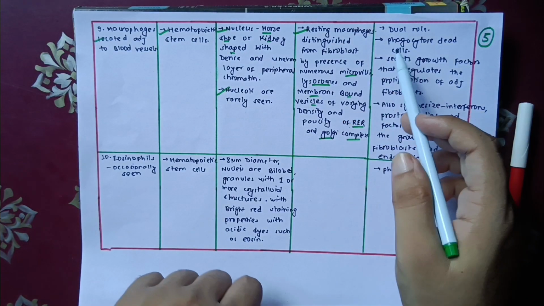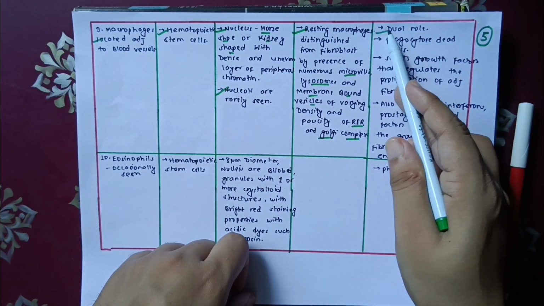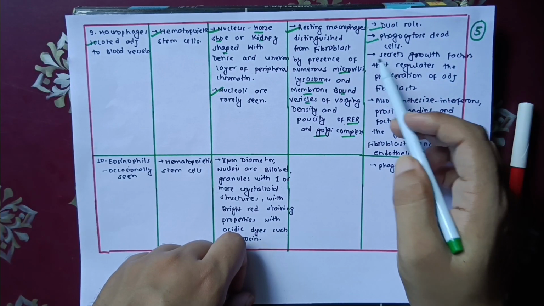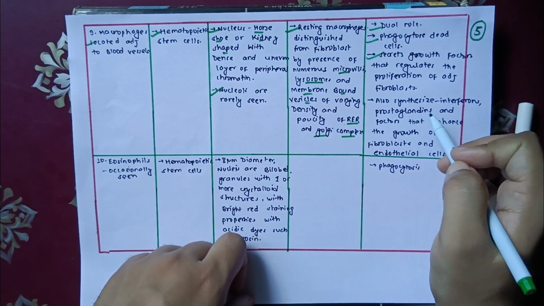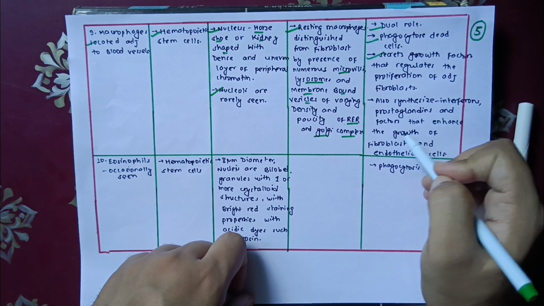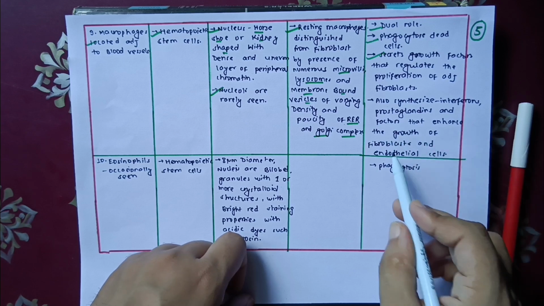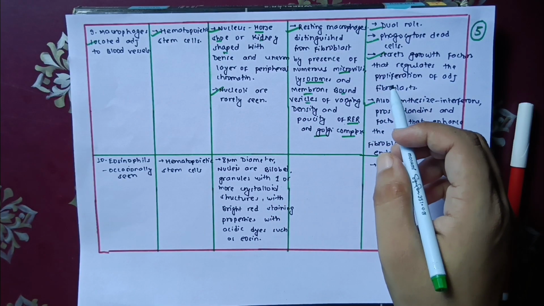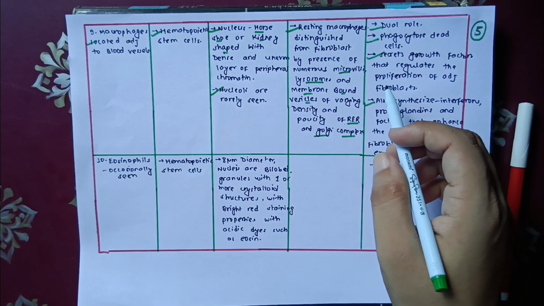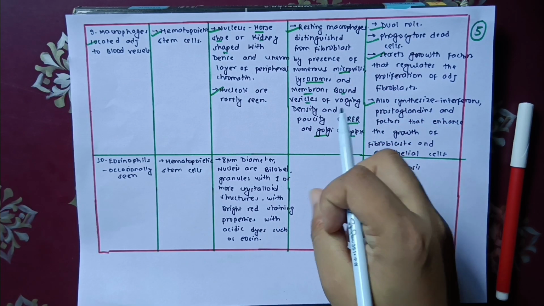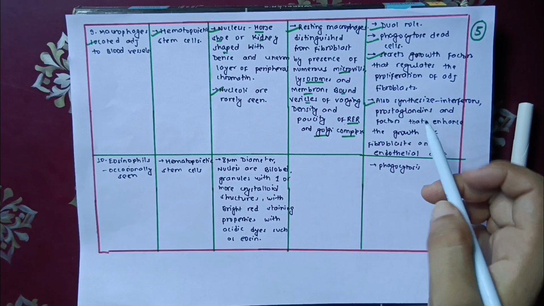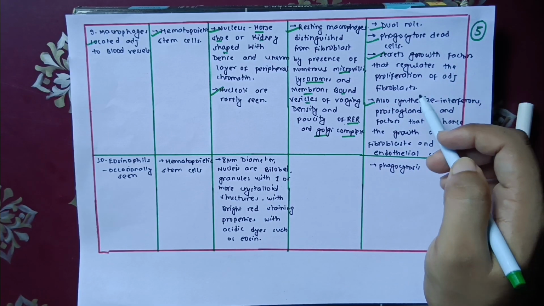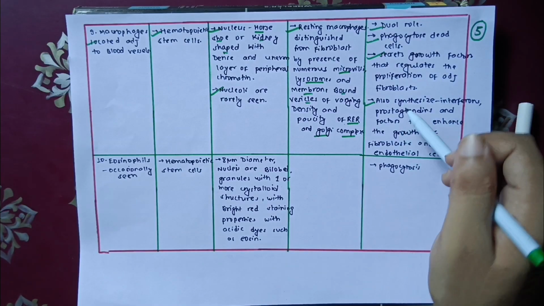The macrophage has a dual role. It phagocytoses dead cells, secretes growth factor, regulates the proliferation of the adjacent fibroblast, and also synthesizes interferon, prostaglandins, and factors that enhance the growth of the fibroblast and the endothelial cell. I think you know this well about macrophages. They engulf and degrade foreign particles, phagocytose dead cells, and secrete growth factor that regulates proliferation of the fibroblast.